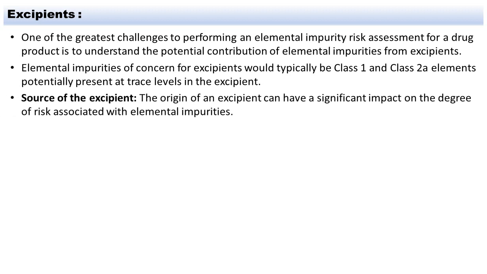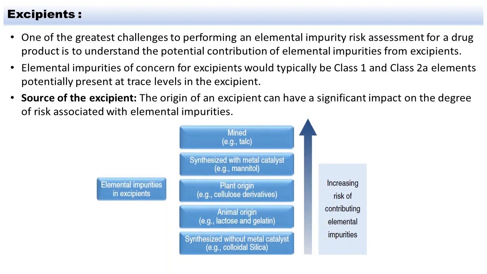The origin of an excipient can have significant impact on the degree of risk associated with elemental impurities. The potential levels of elemental impurities from mined excipients pose a higher risk than synthetic excipients. Excipients from plant origin also pose a potential risk. Excipients that are manufactured without the use of metal catalysts present the lowest risk of introducing elemental impurities to the drug product.